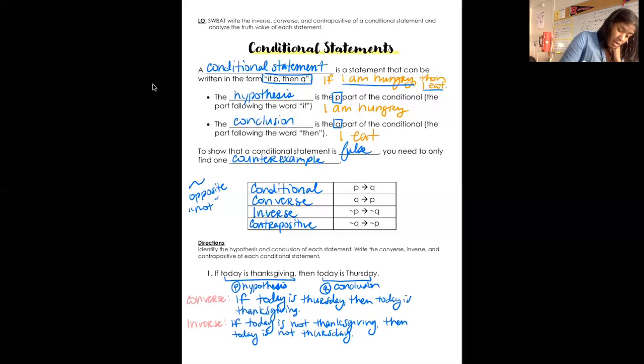Last statement, the contrapositive. If today is not Thursday, then today is not Thanksgiving. Remember, the formula for contrapositive is not Q, then not P. If not the conclusion, then not the hypothesis. The conclusion is today is Thursday. So if today is not Thursday, then today is not Thanksgiving.